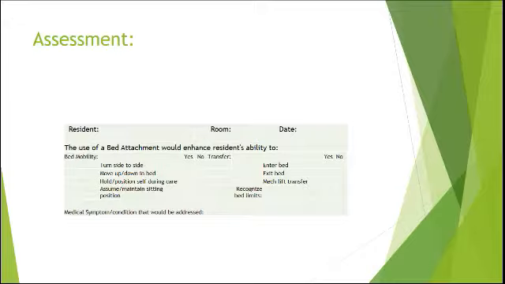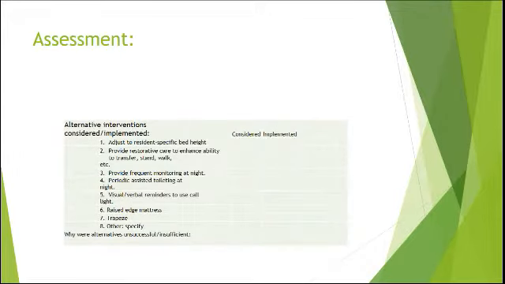This upper portion of the assessment form also gives us an opportunity to identify the medical symptom or condition that would be addressed by the use of the bed attachment. Let's say the resident has hemiparesis and isn't able to move sufficiently independently in bed or turn in a particular direction, and the use of a halo, for example, would facilitate that.